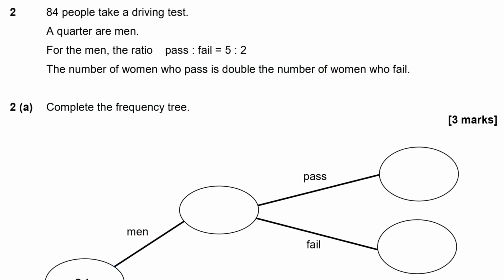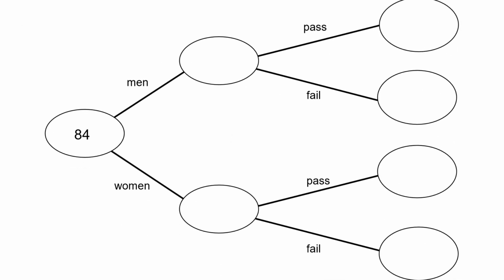Question 2. 84 people take a driving test. A quarter are men. For the men, the ratio to pass to fail is in the ratio of 5 to 2. The number of women who pass is double the number of women who fail. Complete the frequency tree. Okay, so we've got some spaces here that we need to fill up. Now with the frequency tree, the two pairs of numbers that lead up to another pair need to add together to give you that total.